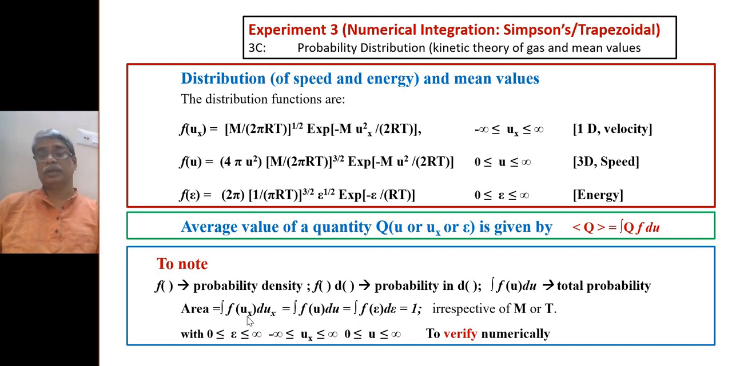Whatever the distribution function, if they are probability densities, then of course the total integration result must be 1, unity. And here it represents some real substance, a gas. So whatever the mass of the gas molecules or whatever the temperature you take for the system, it doesn't depend; this integration result must be unity, right? Because it represents a total probability, and in another way it is the area under the curve. Okay, so of course we will verify this numerically also, along with the different average quantity verification or evaluation.